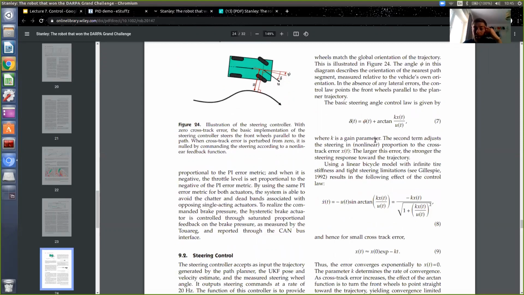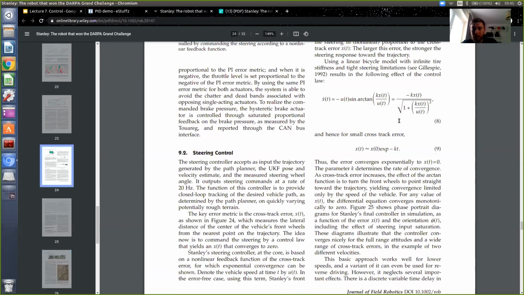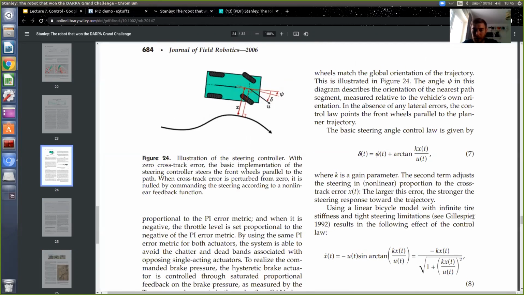And then they came up with a really simple steering control algorithm. So this is the control law they used. Okay, my laptop is dying, so sorry for that.